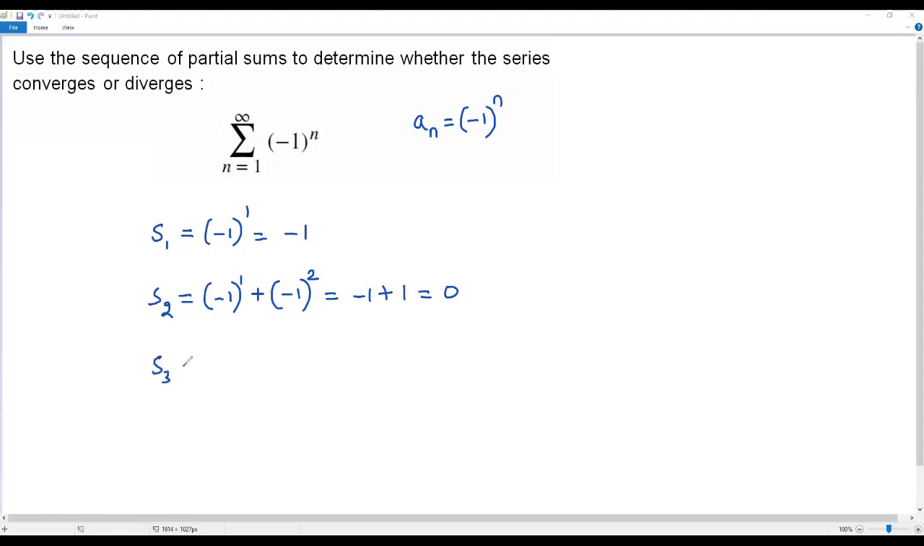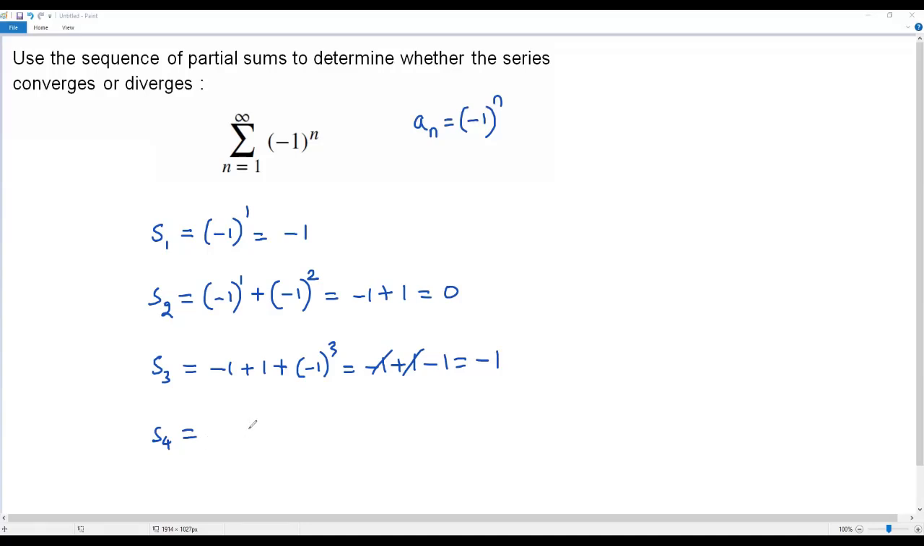Now let me find the third partial sum, that is S3, the sum of the first three terms. Already I know the first two terms, -1 and +1. To get the third term, I plug in n equals 3 into the nth term, and I get (-1)^3, which is just -1. So I'm getting -1 + 1 - 1. The -1 + 1 becomes 0, so I'm getting -1.